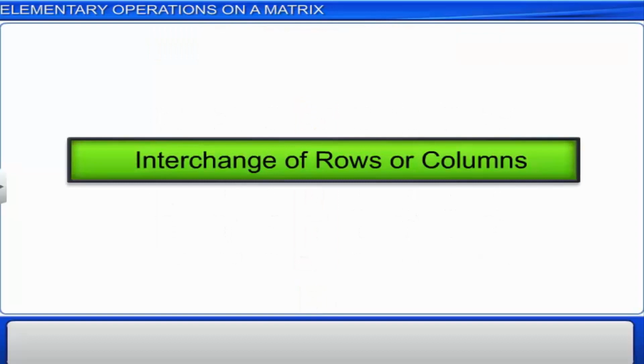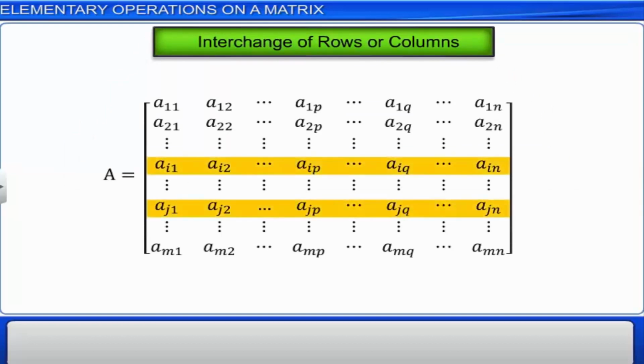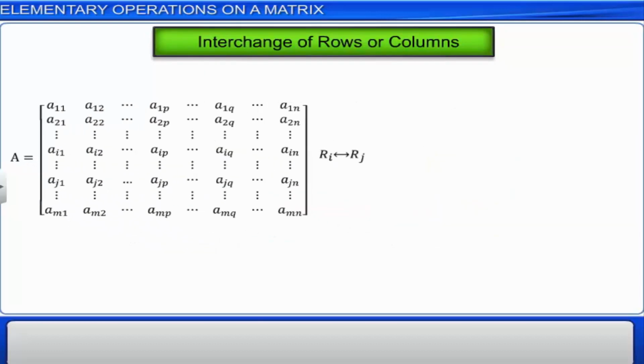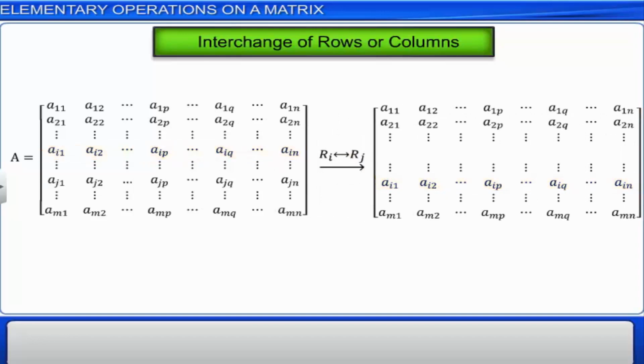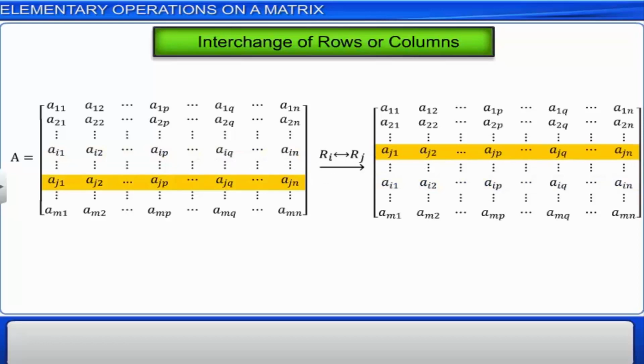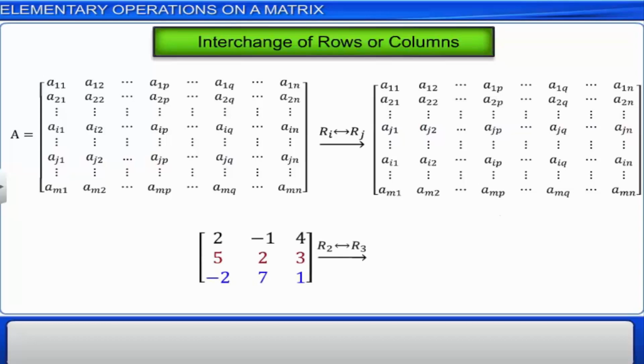The first operation is the interchange of rows or columns. We have a matrix A. Let's interchange rows Ri and Rj. This is represented by a notation as shown. The symbol signifies the interchange of rows. Therefore, matrix A after the operation is as shown here. Let's see an example. Here, we have interchanged rows R2 and R3.